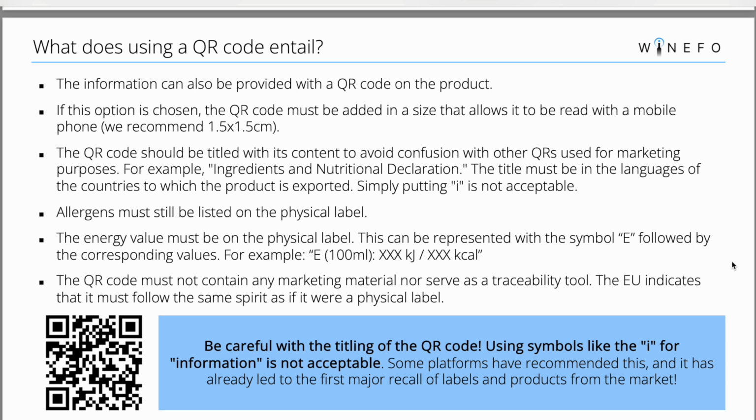Then the other thing is it needs to have a title. The reasoning for the title is the consumer needs to know what's on the QR code without scanning it, because it can never lead to confusion between this QR code and any sort of marketing QR code that may be used. So, again, the wording is not legislated, but there's really not a lot to choose from. It's either ingredients and nutritional declaration, or nutritional table, or nutritional table and ingredients. Any mix of those words will work, but that's basically what you need to include.